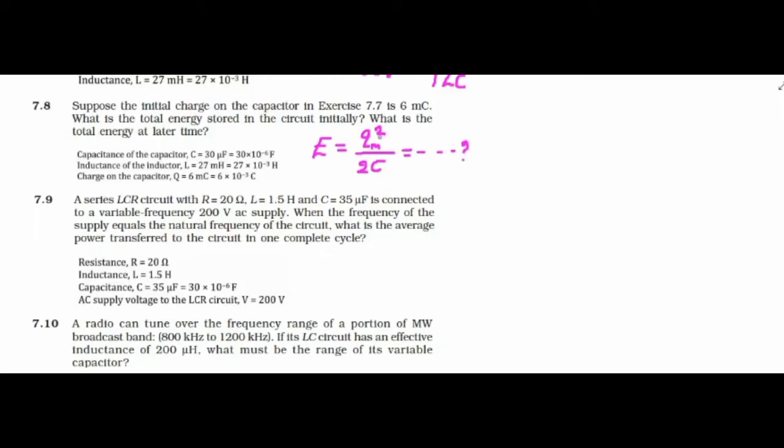Now what is the total energy at a later time? The total energy will be the same in the case of an ideal LC circuit.